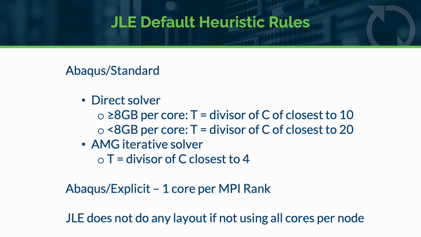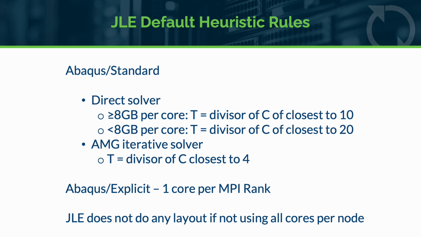So these are the rules of thumb that they have in the JLE. If you're using Abaqus Standard with the direct solver and you have more than 8 gigs per core, it has an algorithm that says T is going to be the divisor of C closest to 10. If you have less than 8 gigs per core, it's going to pick a divisor of C closer to 20. AMG is going to have a C closer to 4. Now, for Abaqus Explicit, the JLE is generally always going to say 1 core per MPI rank.